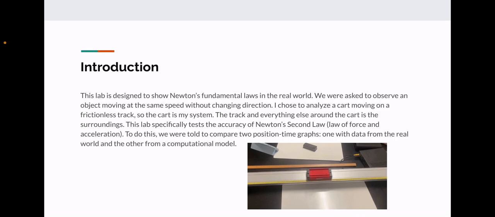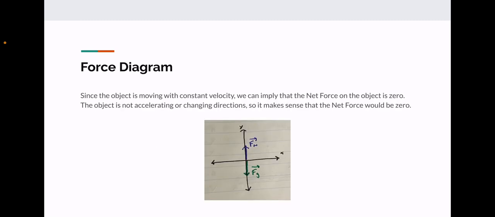To do this, we are told to compare two position time graphs, one with data from the real world and the other from a computational model. Since the object is moving with constant velocity, we can imply that the net force of the object is zero. The object is not accelerating or changing direction, so it makes sense that the net force would be zero.